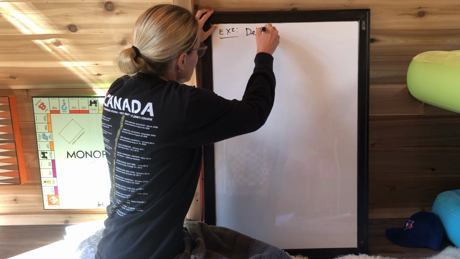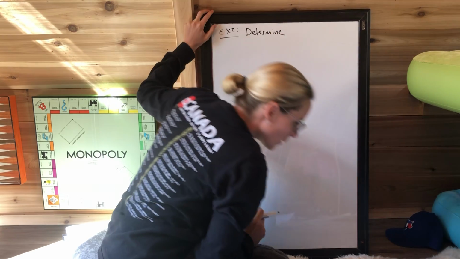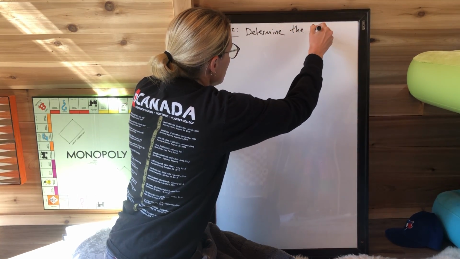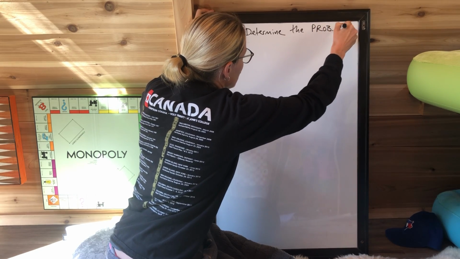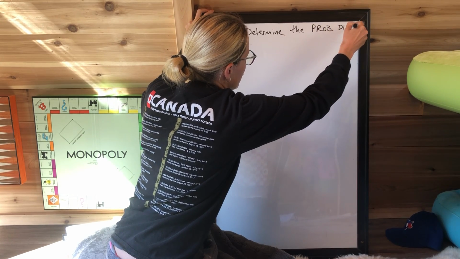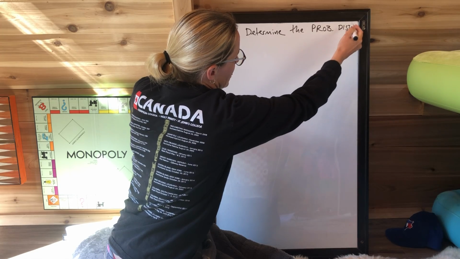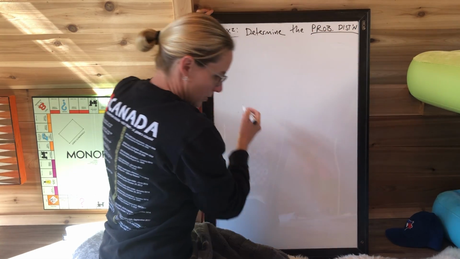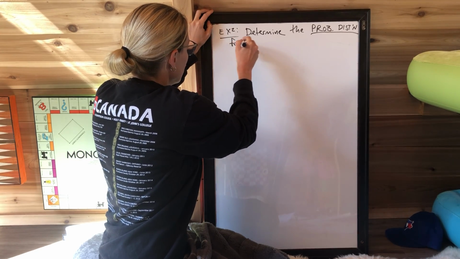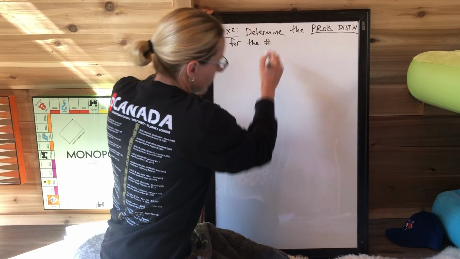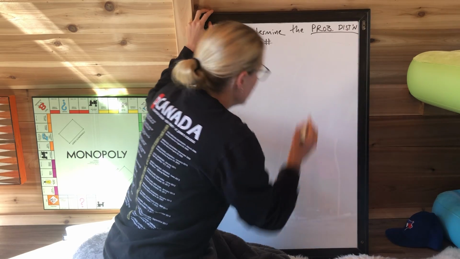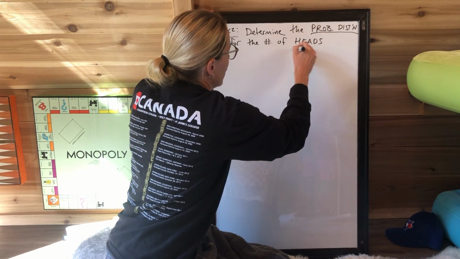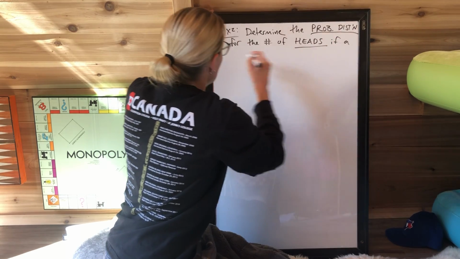Determine the probability distribution. As soon as you see this, I always write distribution with a D-I-S-T apostrophe N. Determine the probability distribution for the number of heads. This is the key. This is going to be our X variable.